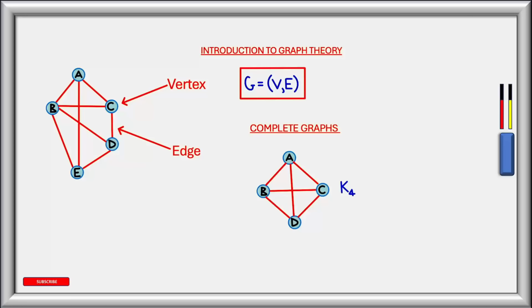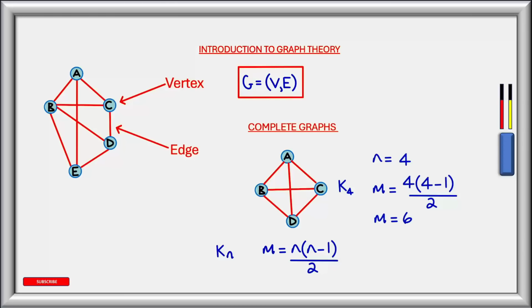So the diagram here shows a complete graph. All the vertices are connected to each other. And in graph theory, the notation we use for this is K4, where 4 indicates the number of vertices in the graph. In a complete graph, K subscript n, we can use the formula where m is equal to n(n - 1)/2 to calculate the number of edges. In this case, n is the number of vertices and m is the number of edges.